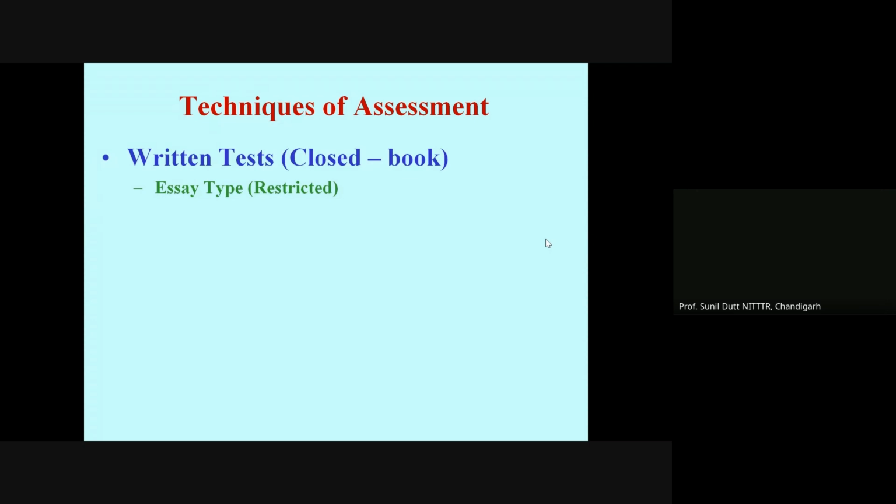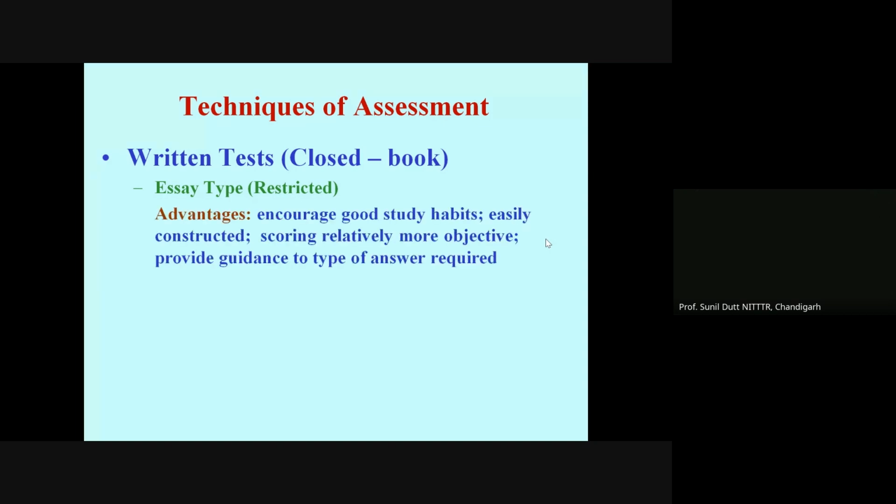Explain the classification of lubricants based upon some criteria with examples. You have given the criteria. This is a restricted response essay question. So these encourage good study habits and are easily constructed.